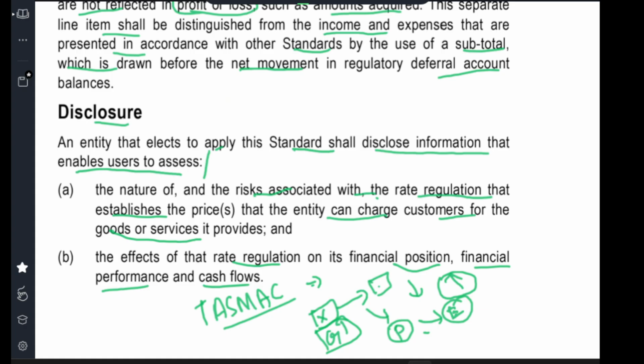Second, the nature and risk associated with the rate regulation that establishes the price the entity can charge customers for goods and services. So these are the goods and services provided by the entity, and that price is determined by the government, and there is no change in it. Sometimes we have violated this rate. If any violation is there, it needs to be mentioned clearly. This is what is being said by the standard. Thank you.